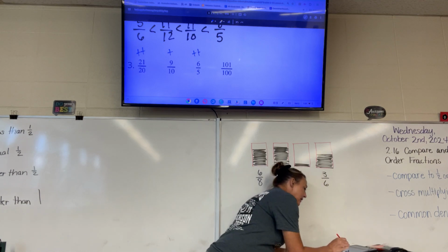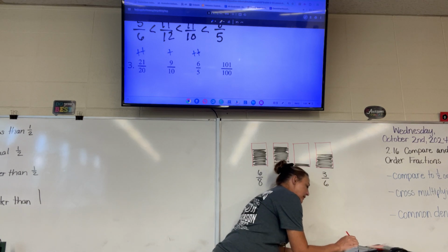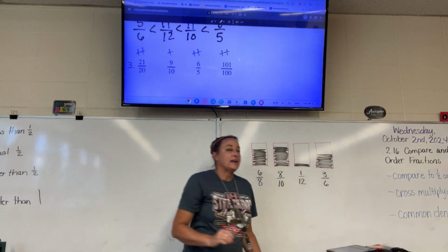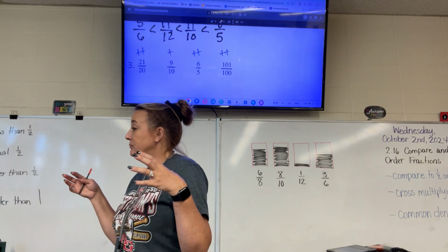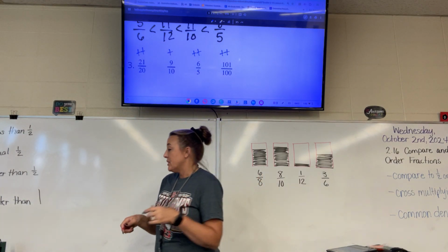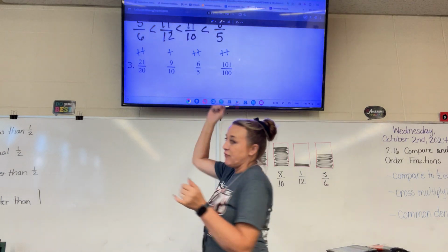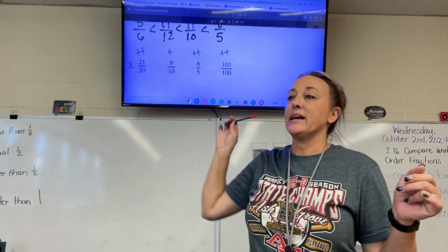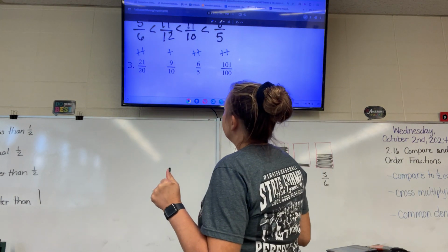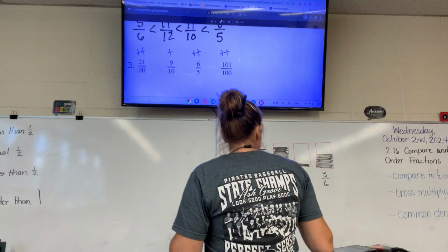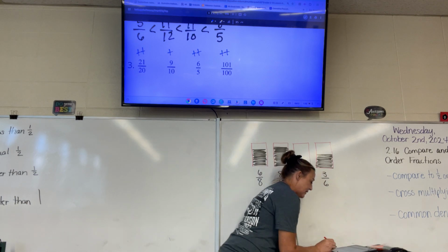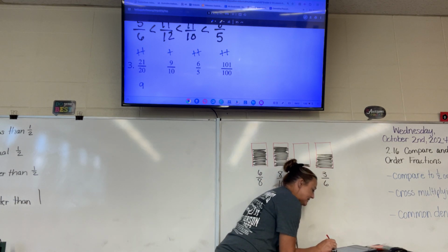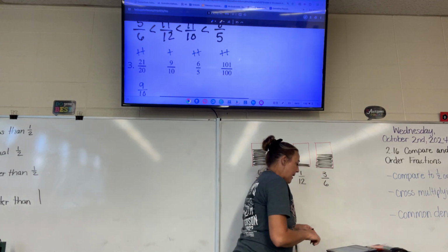And then 100/100. Greater than 1 whole. Okay, so we have 3 fractions that are bigger than 1 whole, right? So what is our smallest fraction out of those? Jackson? 9/10, because it's the only one that's just bigger than half, but less than a whole. So we're going to write 9/10 in the first spot.